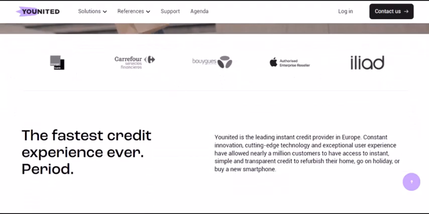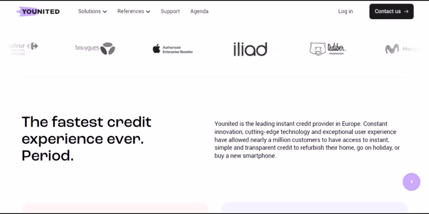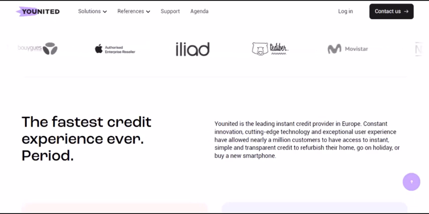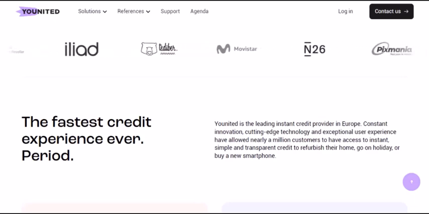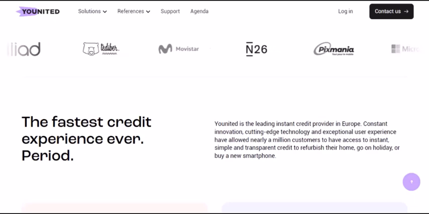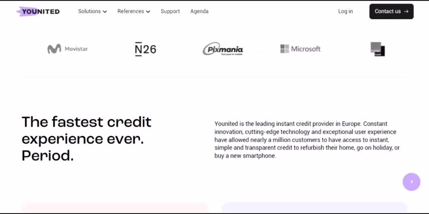This usually includes proof of income, identification documents, and any relevant financial statements. Digital copies are accepted and often processed faster. Younited Credit uses an automated system to evaluate applications, which typically provides a decision within 24 to 48 hours.